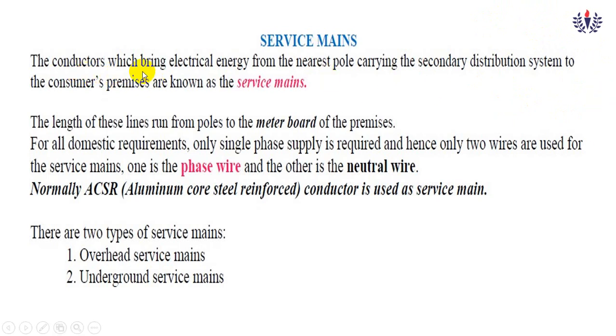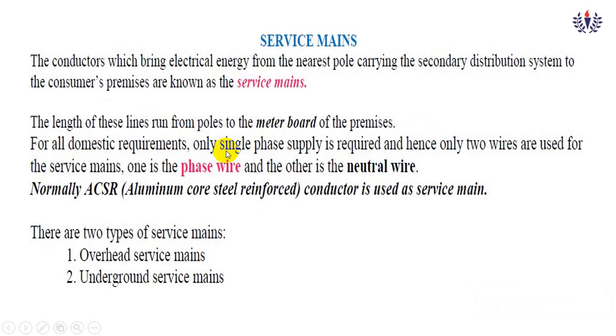Here, the conductor which brings electricity from the nearest pole carrying the secondary distribution system to the consumer premises is known as service mains. We might have tapped the power from those poles or maybe underground cables. That is known as the service mains. The length of these lines runs from the pole to the meter board of our premises.